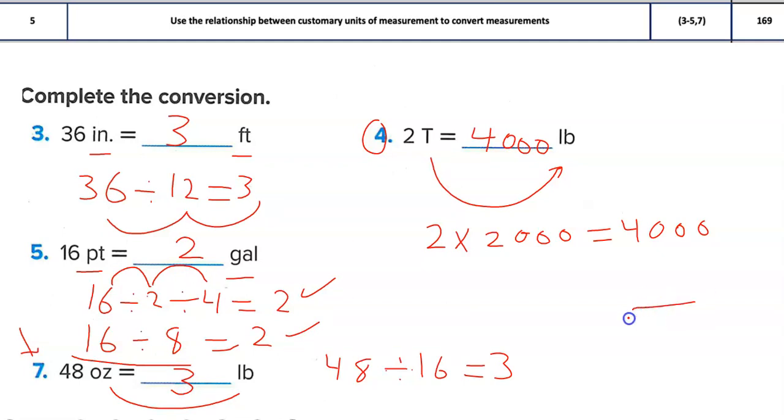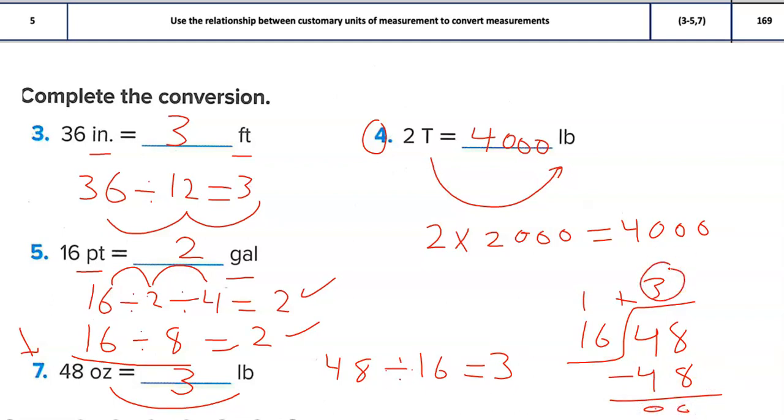You can use long division. 48 divided by 16, and you can guess 2 or 3 and try. 3 times 6 equals 18. 8 and 1 above. 3 times 1 equals 3, plus 1 equals 4. When you use subtraction, you finish with 0. So the answer is 3 pounds.